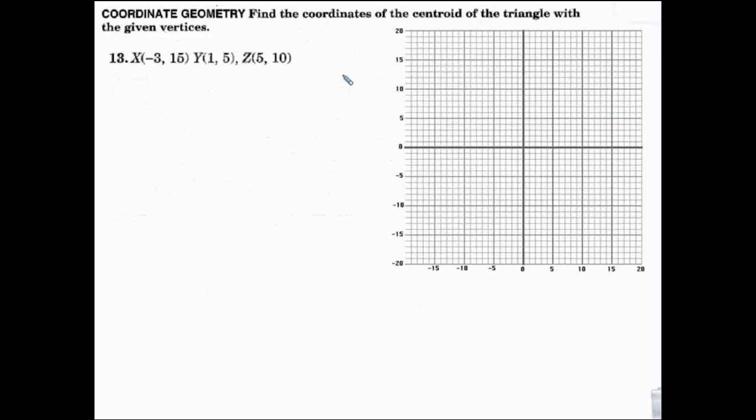Okay, we can find the centroid of a triangle with the vertices. I'm going to label them. I have -3 and then 15, 1, 5, and 5, 10. Okay. Helps if you hit the right button. So here's our triangle.